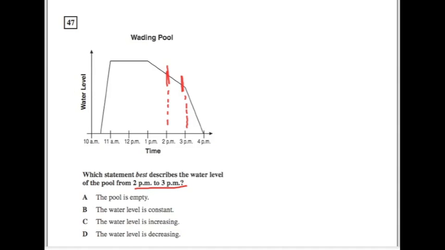So as you can see, the water levels are going down. So let's go and see. The pool is empty. Well, it's not exactly empty because it shows it has water in it. The water level is consistent. Well, not really that because it looks like it's actually going down. Is it increasing? No. It is decreasing. All right, so the correct answer is D.